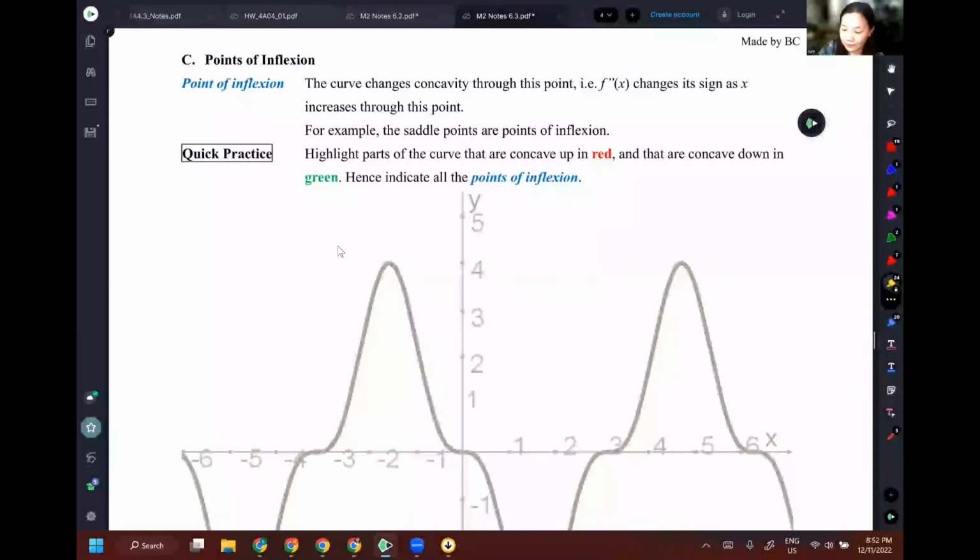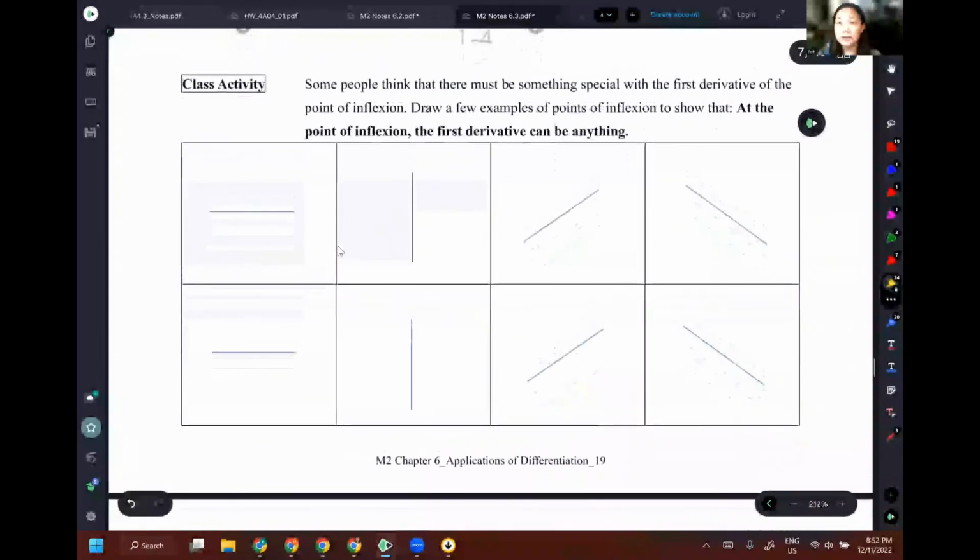Now, how does that work? Let's do this exercise. Here, I have all these lines. These lines are the slope, I'm going to show you how the concavity can change at a certain point. For example, this one. Follow me. This one, I'm going to draw a concave down through a concave up. So concave down and then concave up.